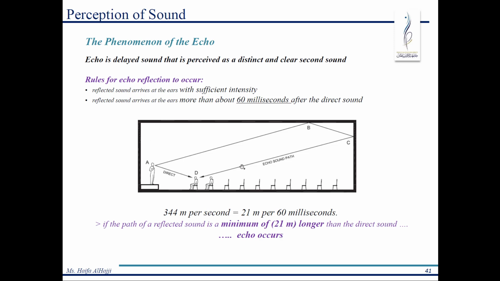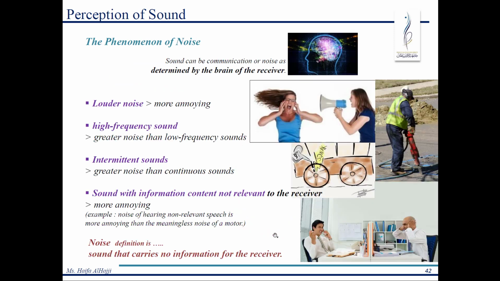Now, this 15 meter figure is not mentioned in this slide; it will be mentioned later on in another lecture, but this is just to inform you from now, so that later on you won't be confused by the two numbers. So 21 is the minimum for the echo to happen.